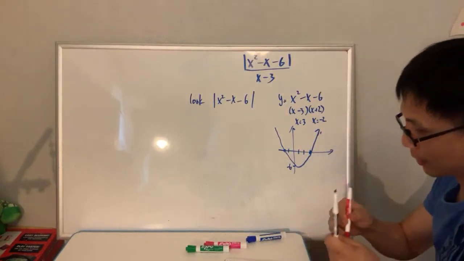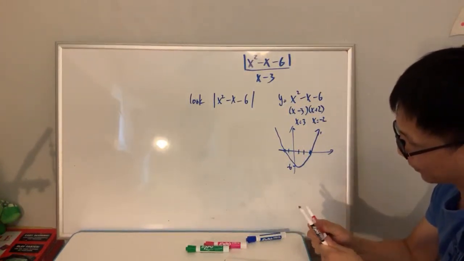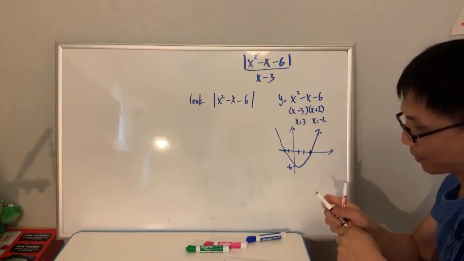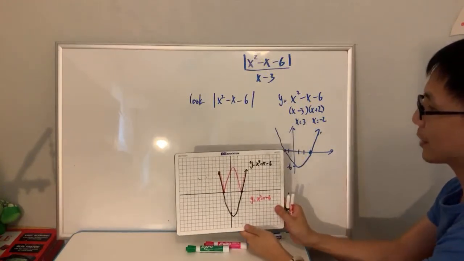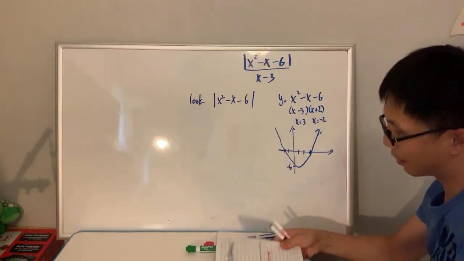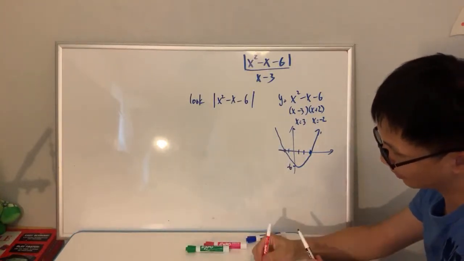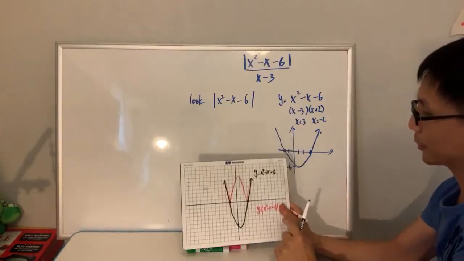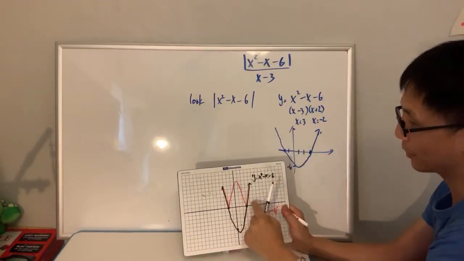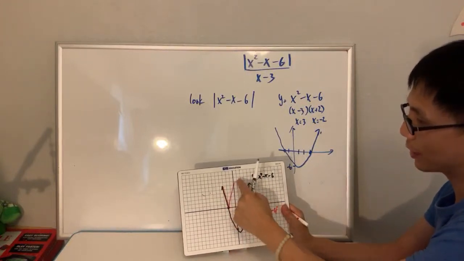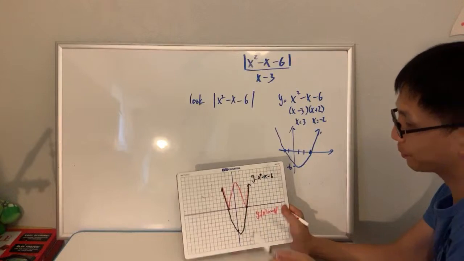So basically, if I have a function like this, x squared minus x minus 6 is the black part. But the absolute value of this, sorry, let me put an absolute value on this one. The absolute value of the graph is going to become the red graph, where everything else is the same, but this part is going to be exactly opposite.